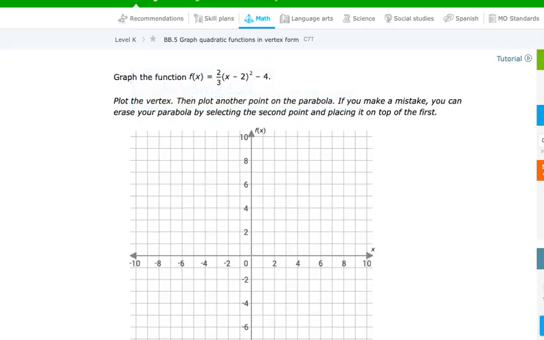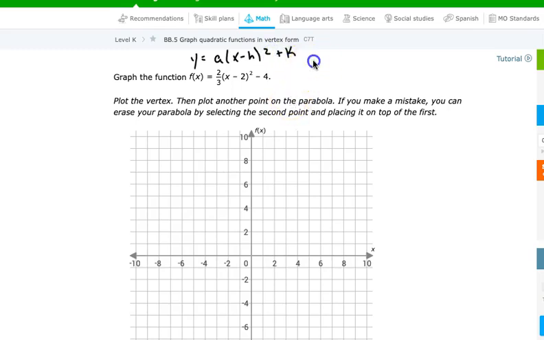Okay, we'll take a look here at another one. I have f of x equals 2/3 times (x minus 2) squared minus 4. So remember, this is the same as saying y equals, and vertex form is a(x subtract h) squared plus k.